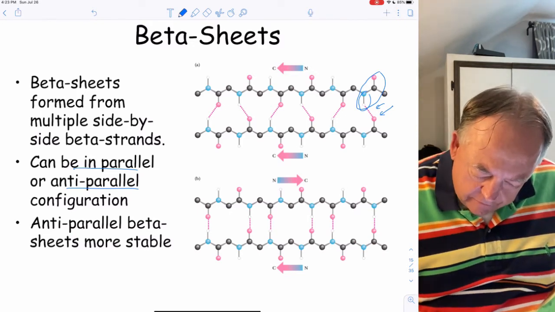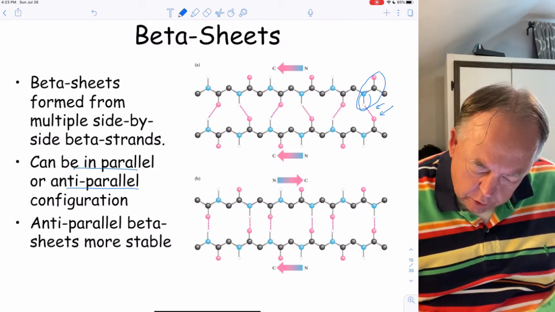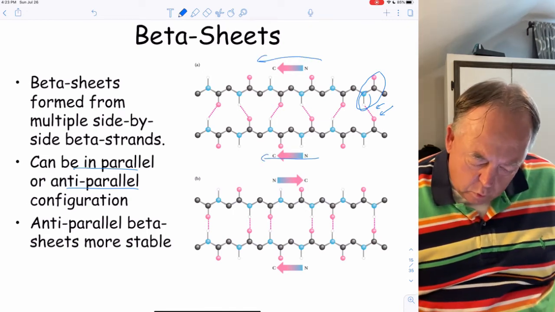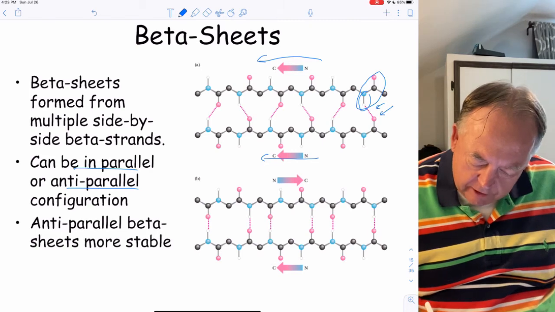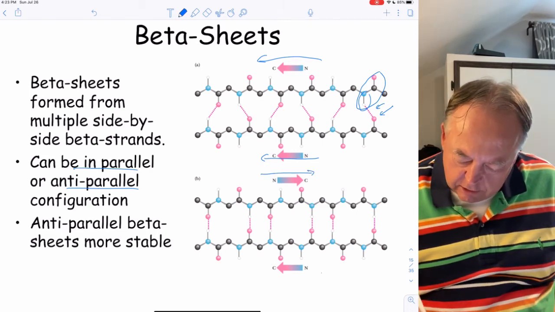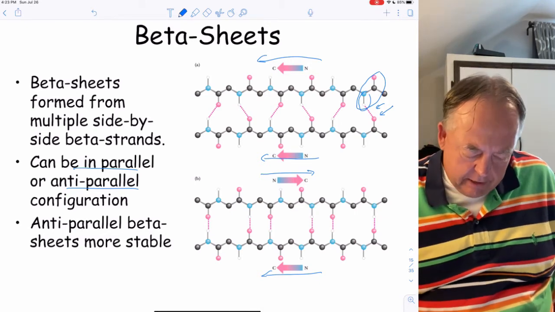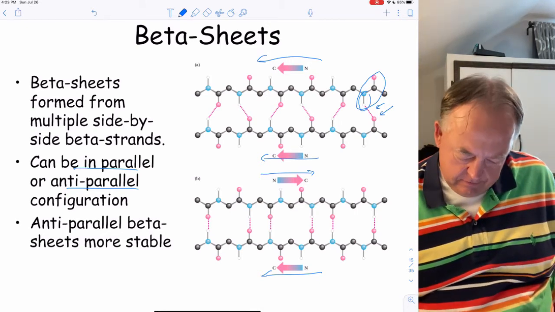So here, if you notice, both strands are going from the N terminal to the C terminal direction, whereas here you have a strand going from the N terminal to the C terminal in that direction, and this one going from the N terminal to the C terminal in that direction. So that would be an anti-parallel beta sheet.